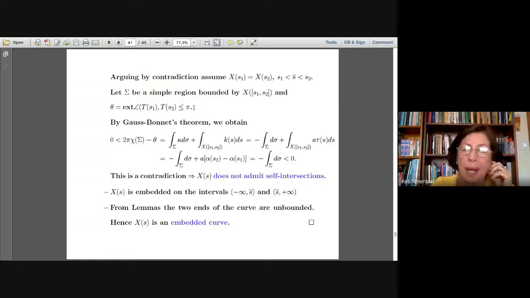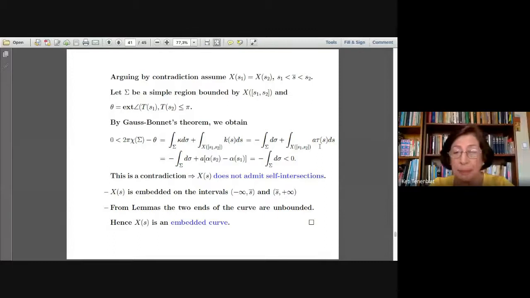And then we apply the Gauss-Bonnet theorem here. So you will have 0 less than or equal to 2 pi times the Euler characteristic of sigma, minus theta. And this tells you that this is equal to the integral of the Gaussian curvature of sigma plus the integral of the geodesic curvature of the curve on this interval. Now, this is equal to minus the area of sigma because the curvature of the hyperbolic plane is minus 1. And the curvature will be replaced by a times tau because we have a soliton. Yeah?